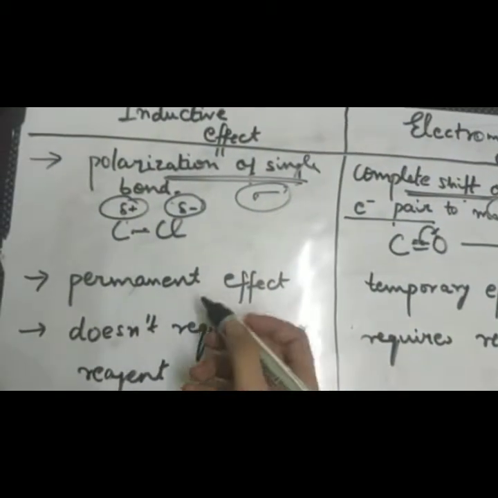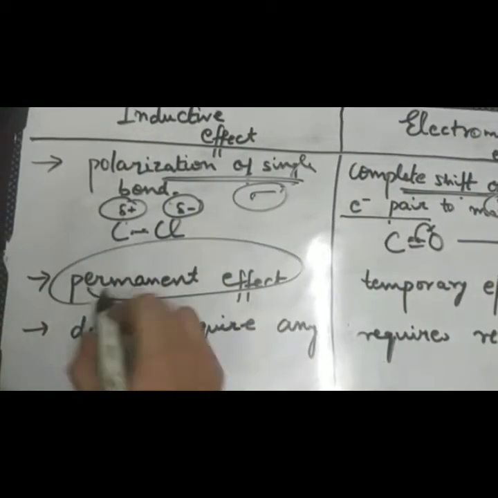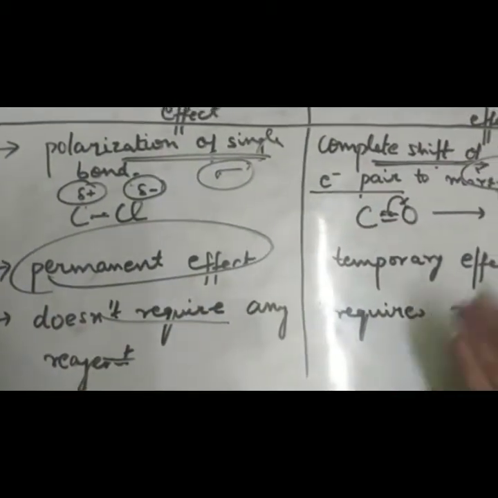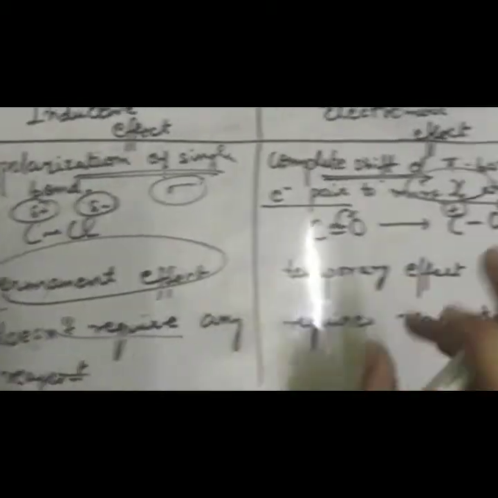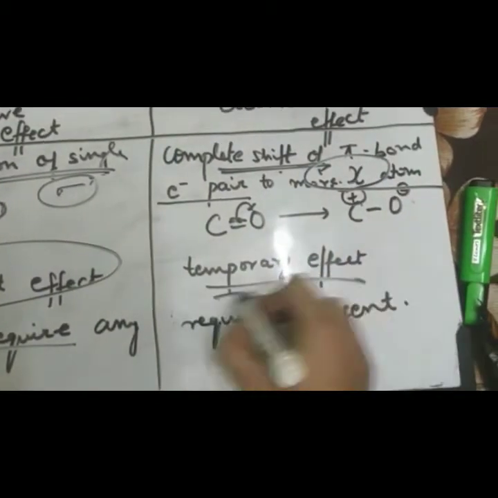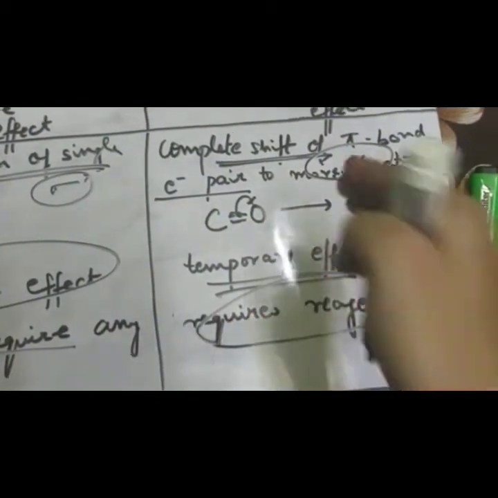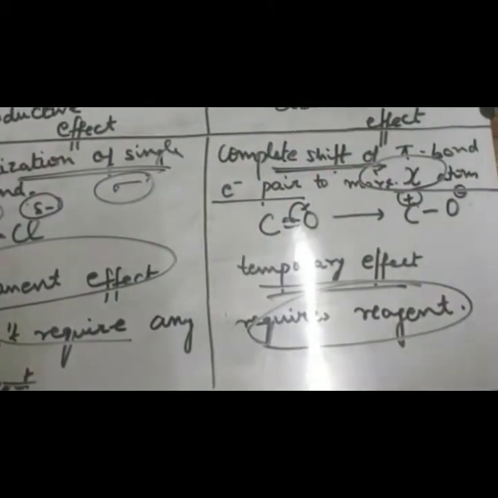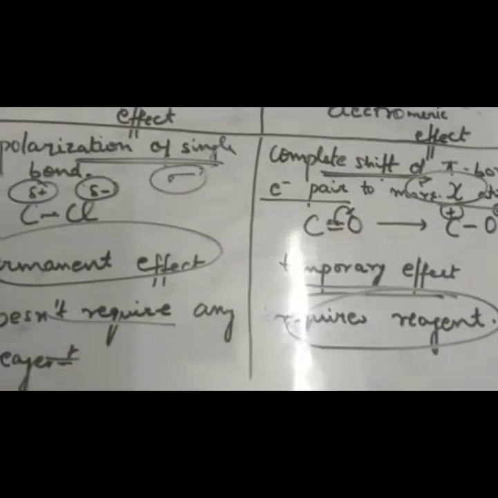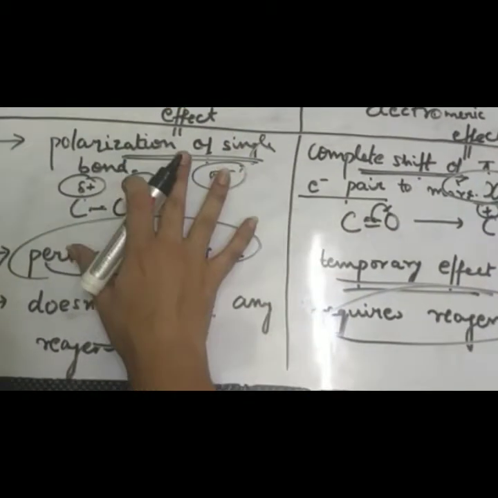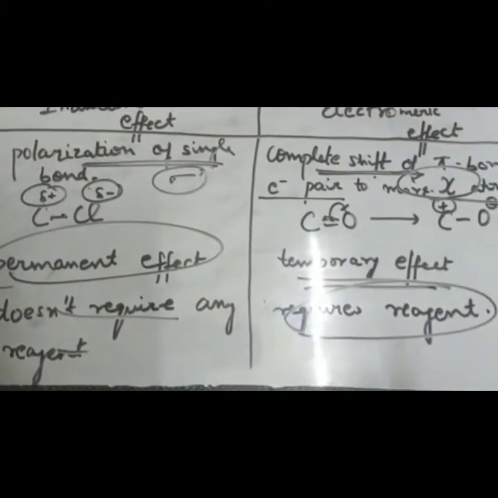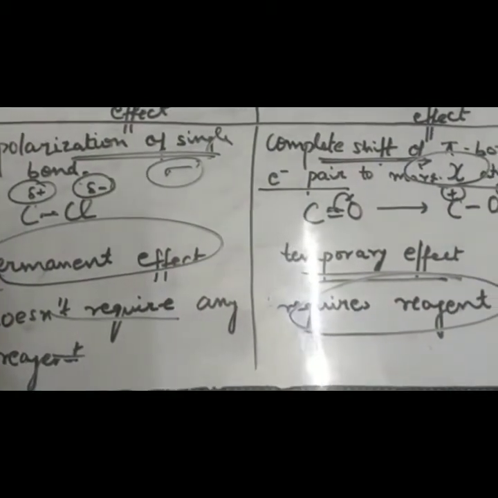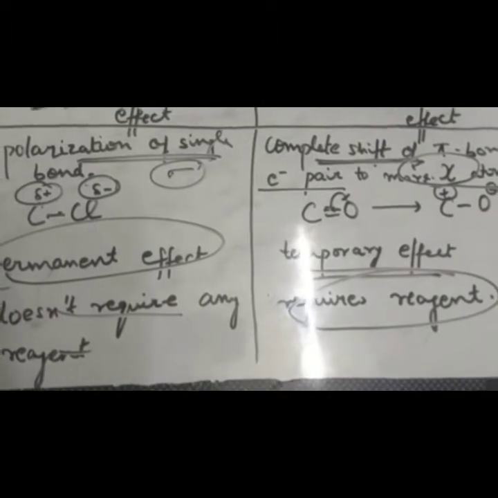The next difference is that the inductive effect is a permanent effect. It does not require any reagent to initiate. It is always there. But the electromeric effect is a temporary effect. It initiates when the reagent is added to any reaction, whether the reagent is electrophilic or nucleophilic. So this is the major difference between the inductive effect and the electromeric effect. Again, I have discussed the inductive effect in detail. You can check out the previous video. I will mention the link in the description below.